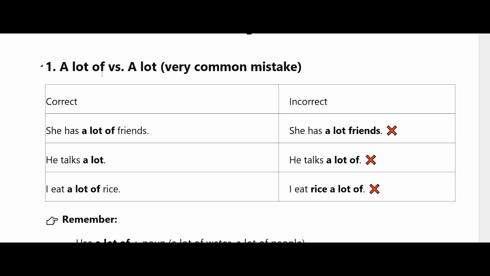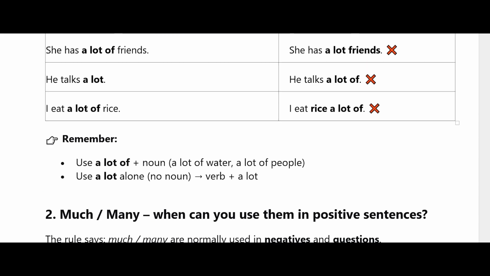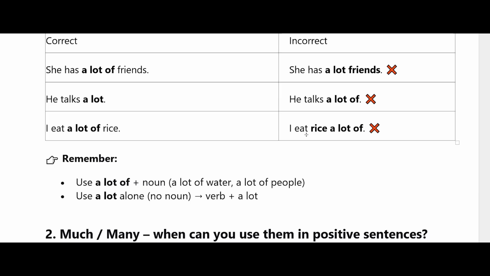1. A lot of versus a lot. Very common mistake. You see, correct: she has a lot of friends, but you don't say she has a lot friends. No. He talks a lot, but you don't say he talks a lot of. Also no. I eat a lot of rice, but don't say I eat rice a lot of.